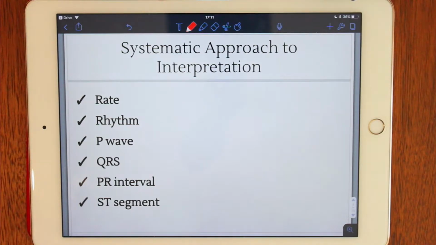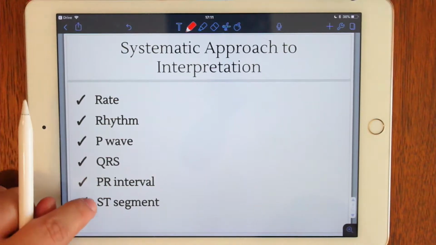Here you'll see our systematic approach to ECG interpretation. What we'll try and do in every subsequent tutorial is follow this set of steps so as not to get lost or confused, and to really set down a methodology that you can take with you in any setting when doing ECG interpretation.